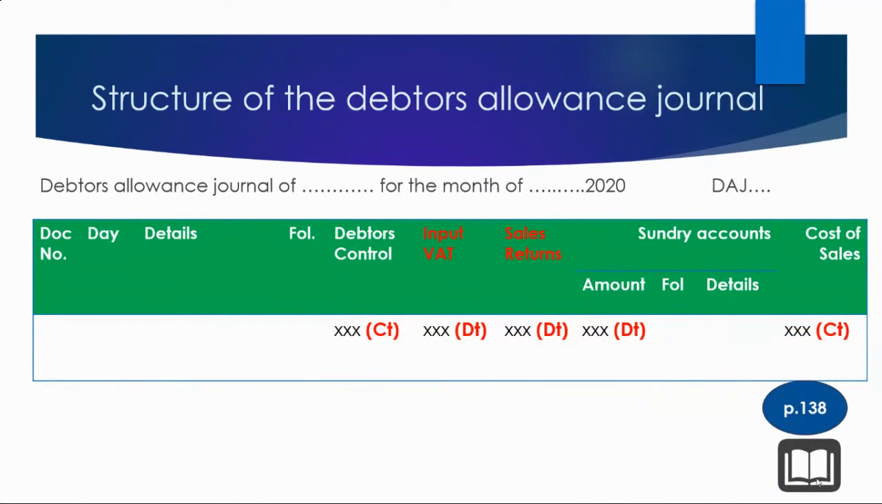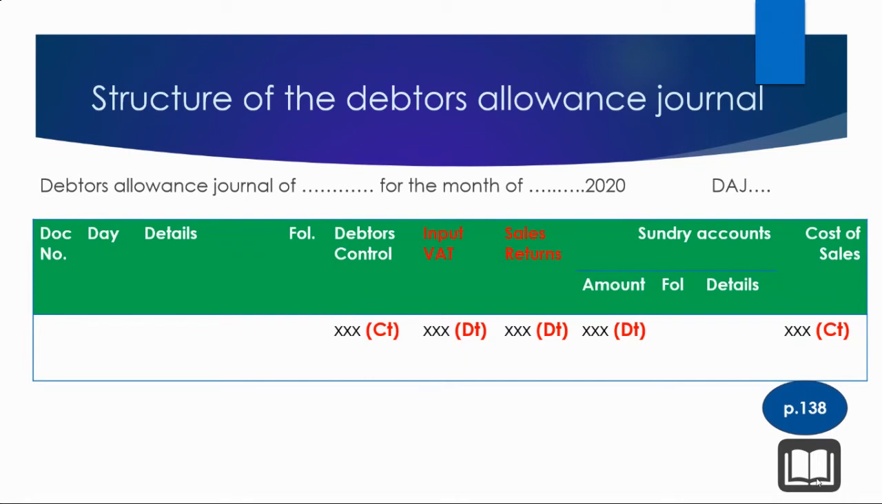Now, your debtors allowances journal, I've highlighted in red what is the main difference with your debtors journal. So the only change is instead of debiting debtors control, we're going to credit that now, and then we're going to debit your input VAT, your sales returns, your sundry accounts, and we're going to credit your cost of sales because we're returning it. So we're doing exactly the opposite of what we did in our debtors journal.